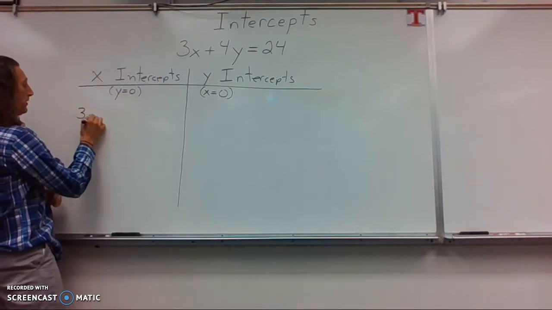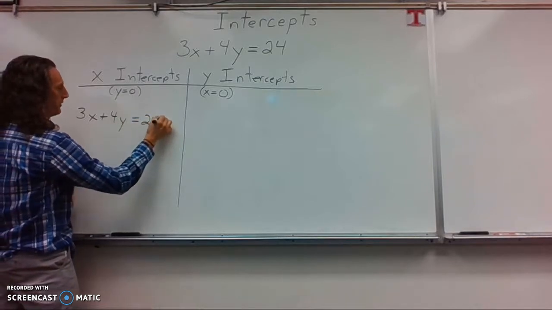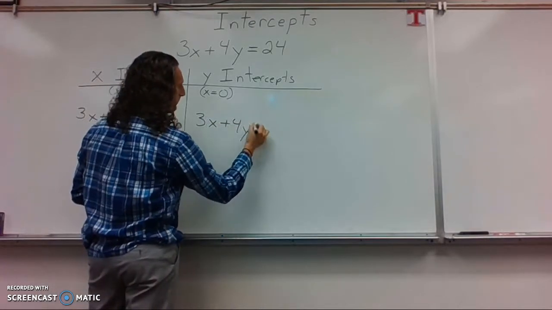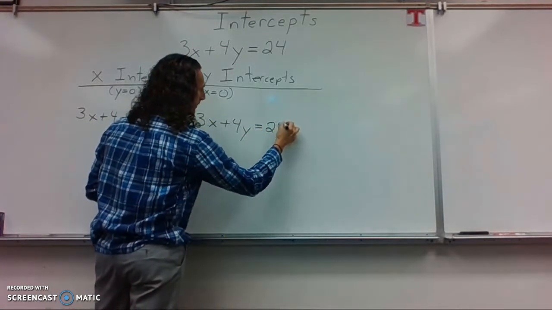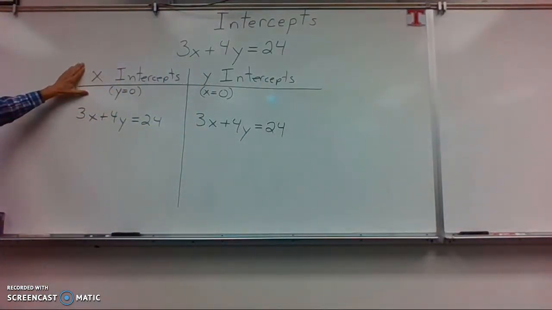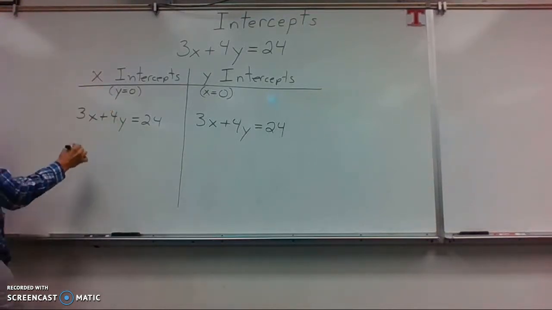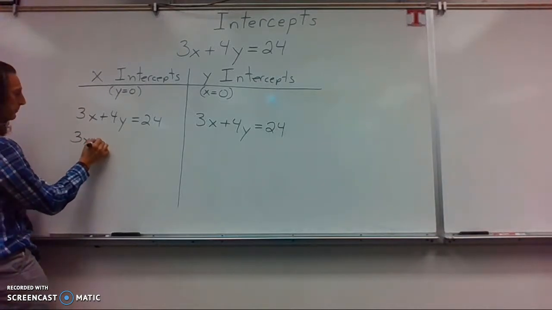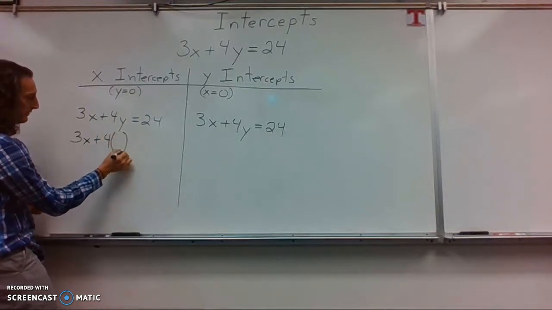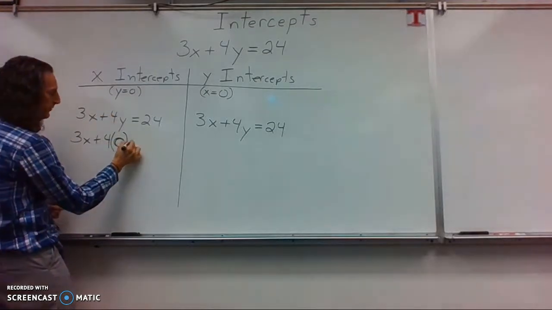So here, 3x plus 4y equals 24. And then over here, 3x plus 4y equals 24. All right, so under the x-intercept, if the y becomes 0, so I read down my 3x, instead of y, I'm going to put a 0 right there. I'm going to put a 0 right underneath the letter y so you know where it came from.